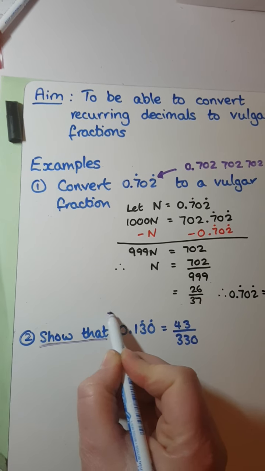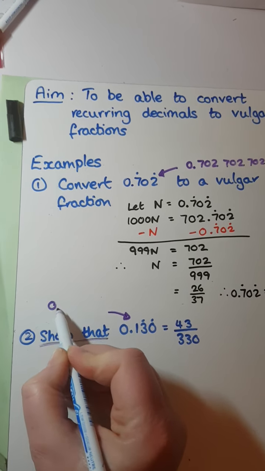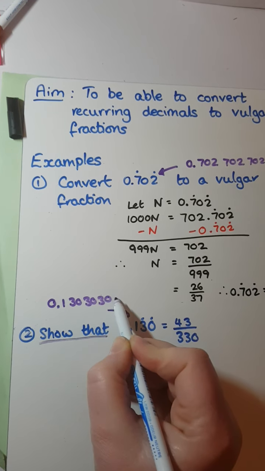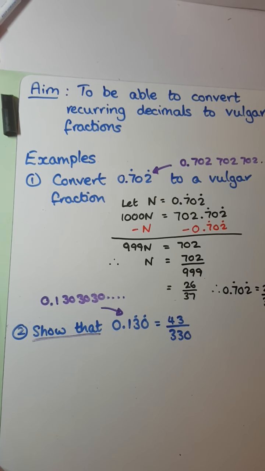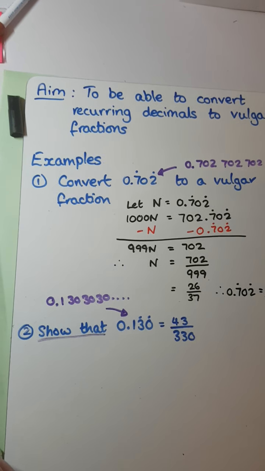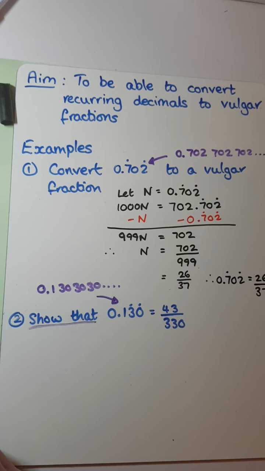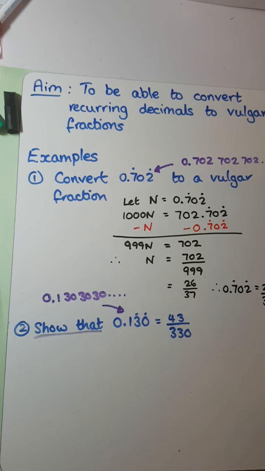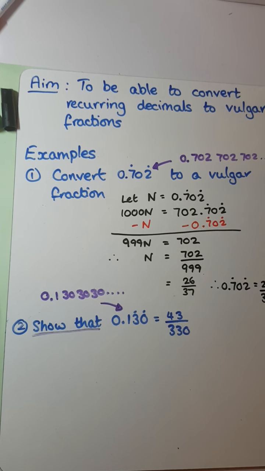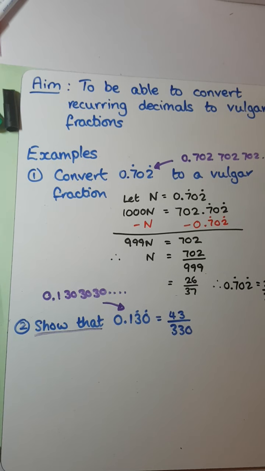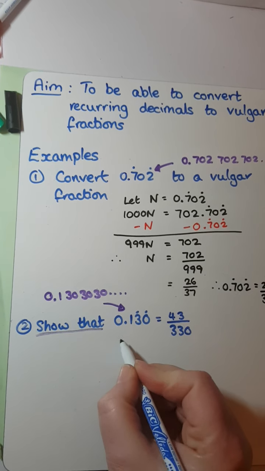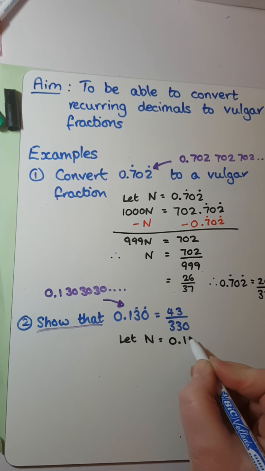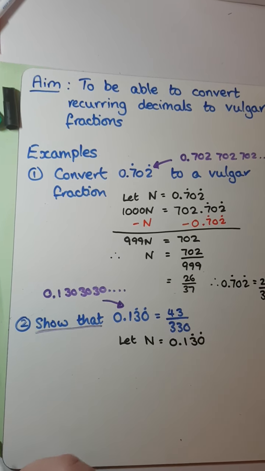So this number is actually 0.1303030 with the 30 recurring. It's not the 1. You must be very, very careful to look where those recurring dots are to show you where the start and end of that string actually is. Other than that, we follow a very similar method. So we say let n be 0.130 with the 3 and the 0 recurring.